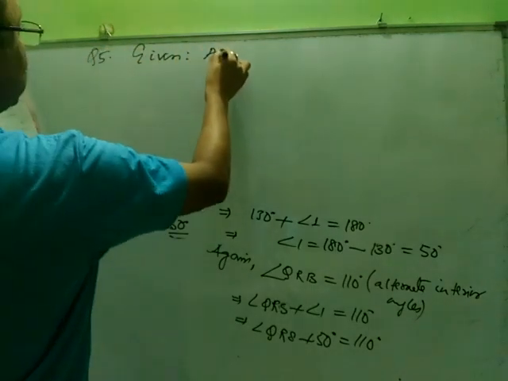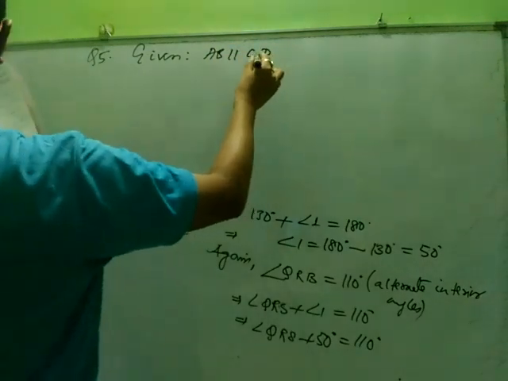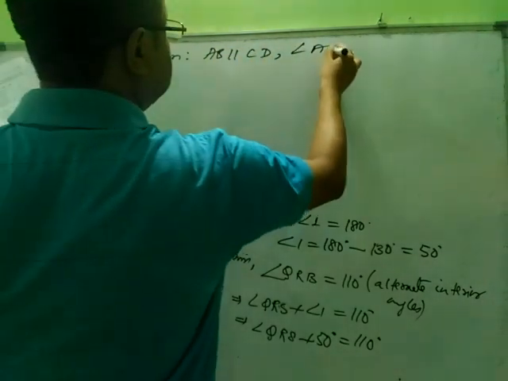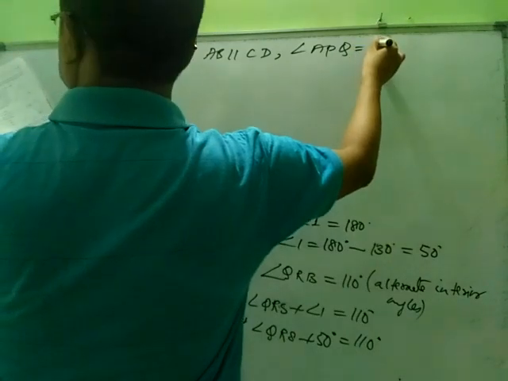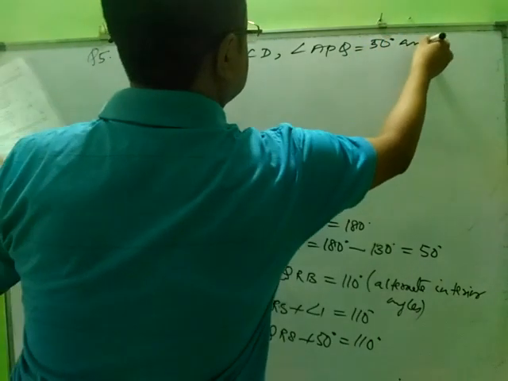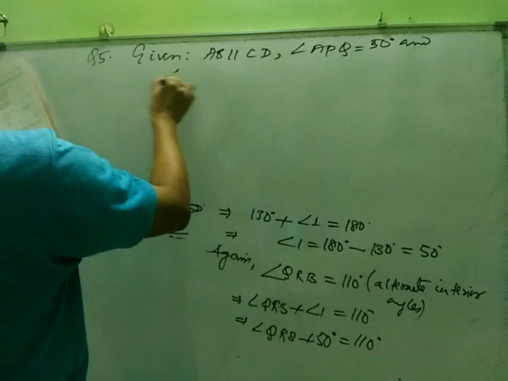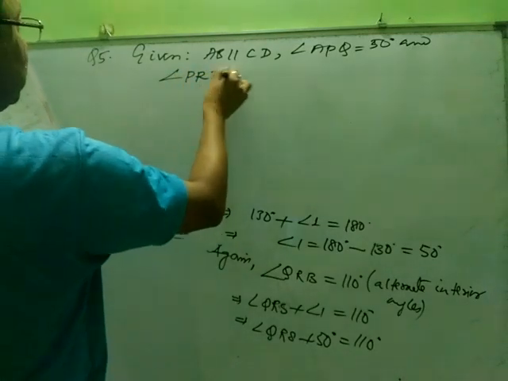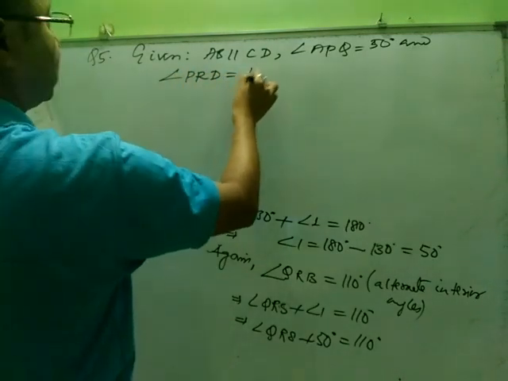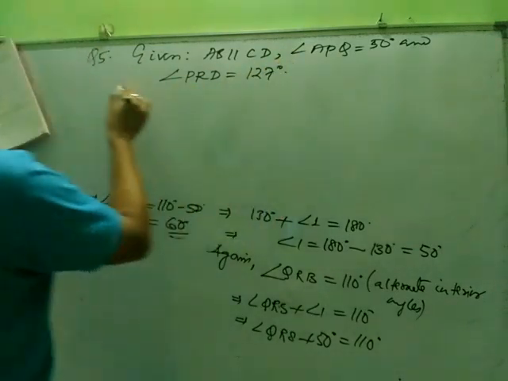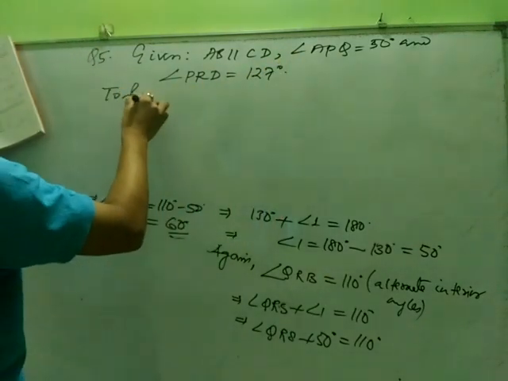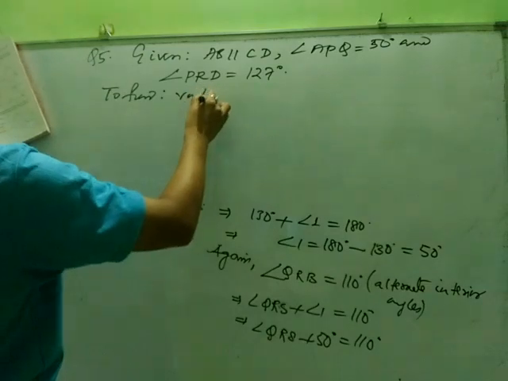AB is parallel to CD. Angle APQ equals 50 degrees and angle PRD equals 127. Find the values of X and Y.